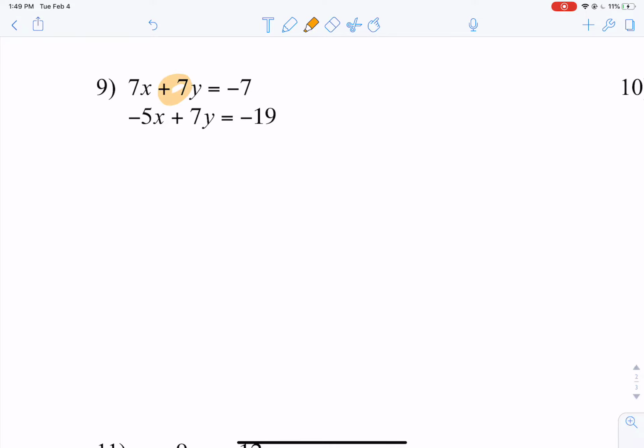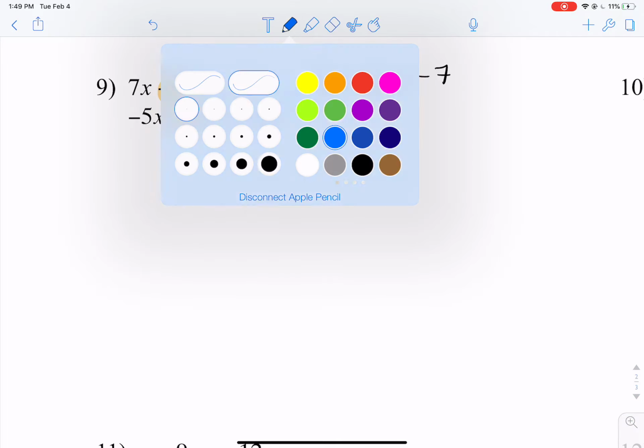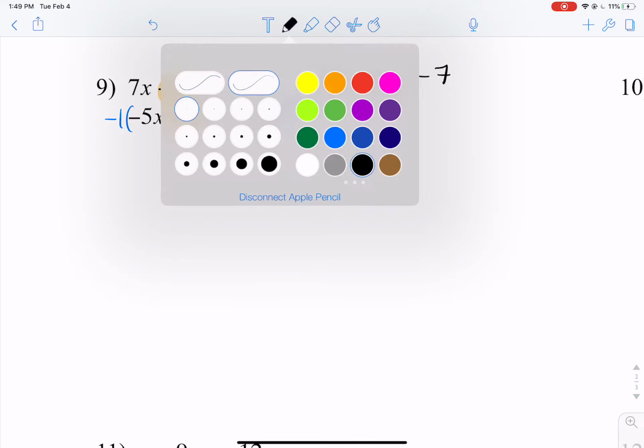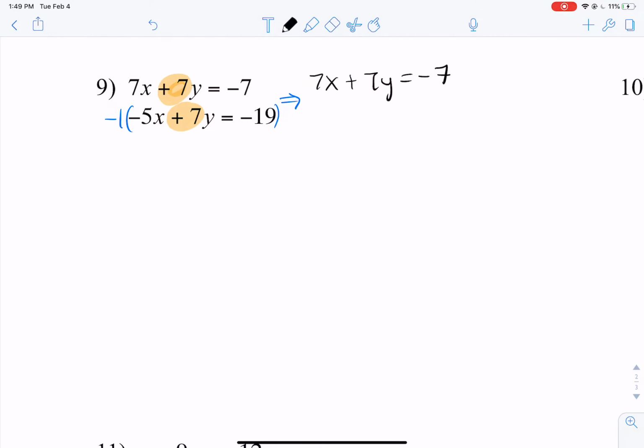Notice that these two are the same. If one of these was a negative, a positive 7 plus a negative 7, that would give me 0. So that's exactly what I'm going to do. I'm going to keep the top equation the same, so I'm going to keep this as 7x plus 7y is equal to negative 7. But for the bottom equation, I'm going to change the signs. I'm multiplying everything in the bottom by negative 1. So that's going to change the negative 5x to positive 5x, the positive 7y to negative 7y, and the negative 19 to positive 19.